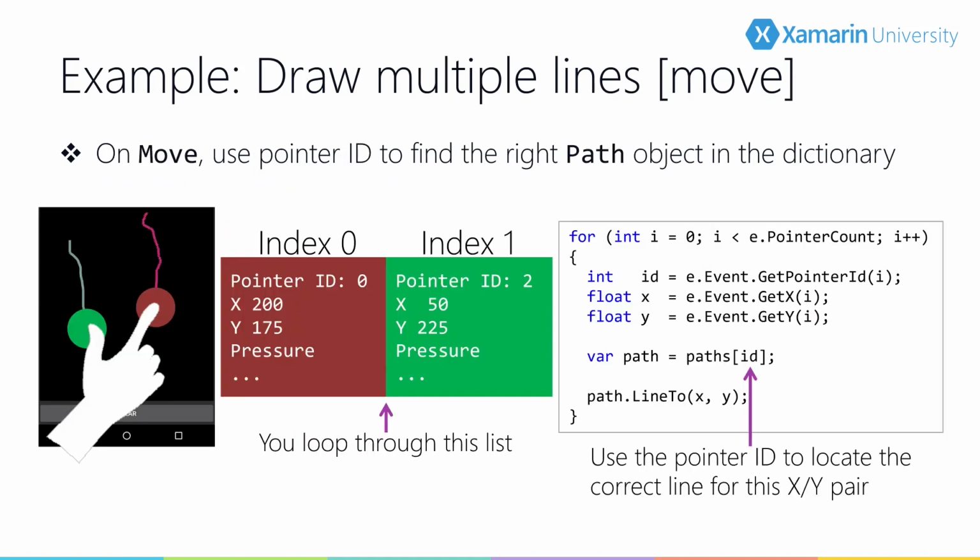When you receive a move action, you have to process multiple new points, one for each finger that's currently touching the screen. The core operation is a loop through the records for all of the current fingers. For each finger, you look up the pointer ID and the X and Y position. Once you have the pointer ID, you use that to look up the matching path in your dictionary. Then you add the point to that path.